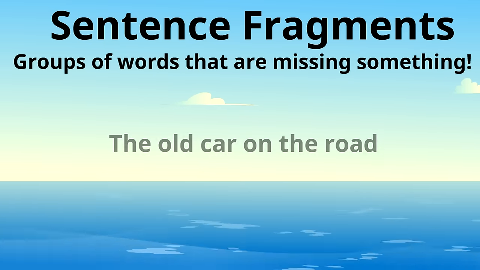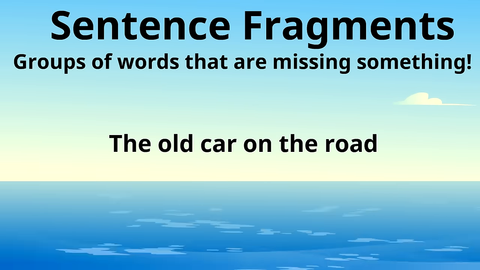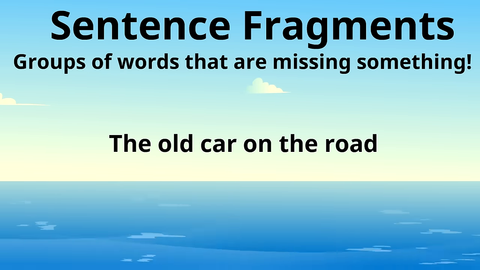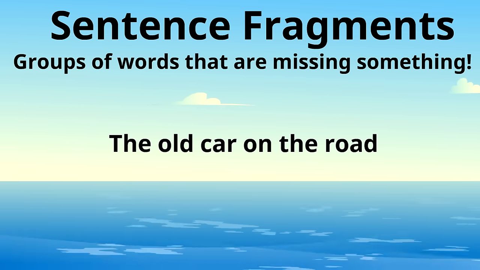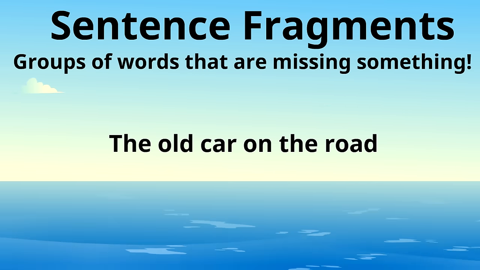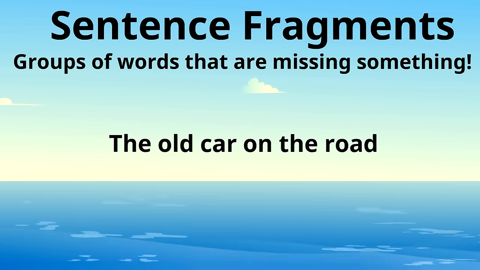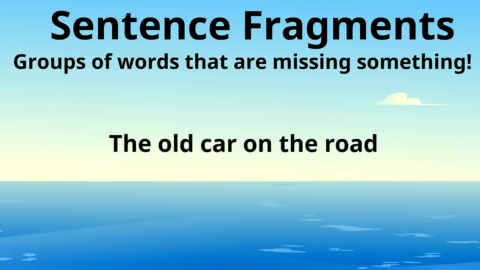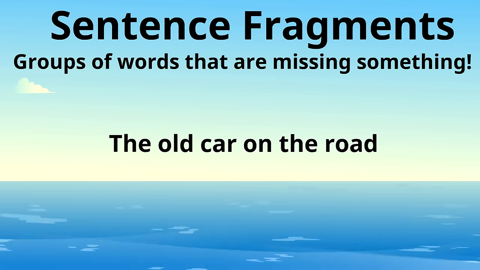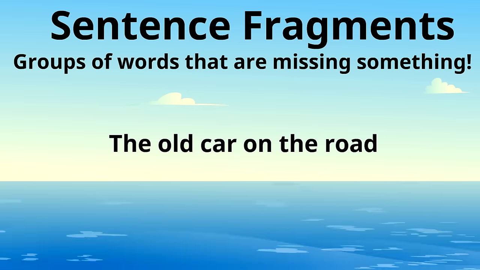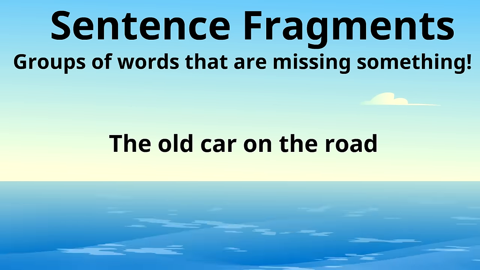Look at this one. The old car on the road. Wait a second. This doesn't have a verb. The old car on the road? It's missing something, isn't it? It's a sentence fragment. It's not telling us what the old car on the road is doing. It's just saying, the old car on the road. Well, what about it? What is the old car on the road doing? This is a sentence fragment. It's a group of words that's missing something.